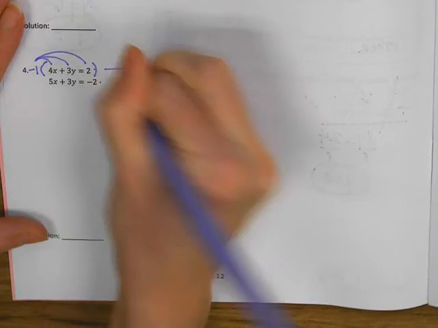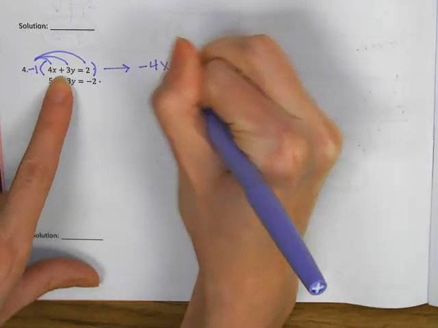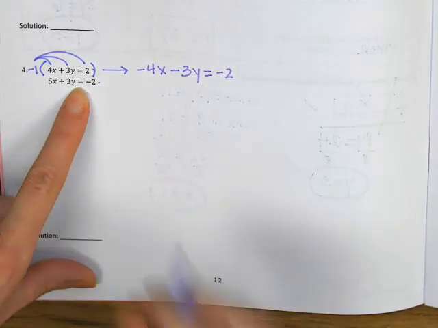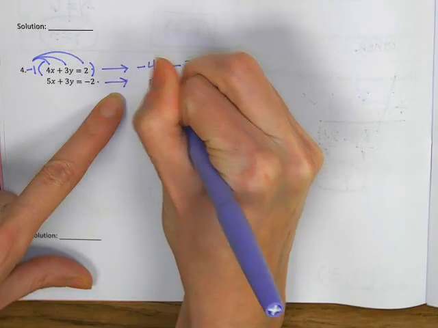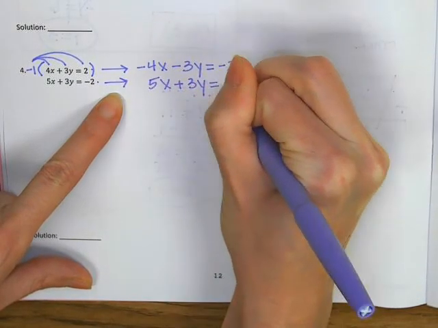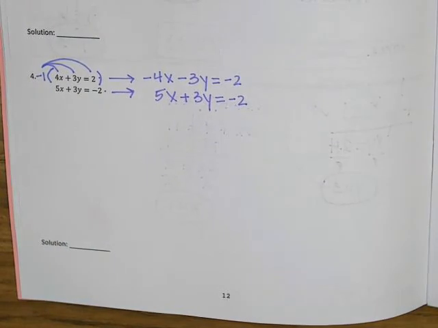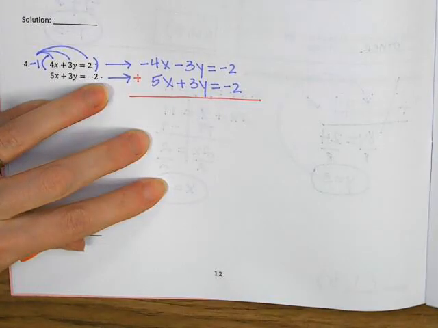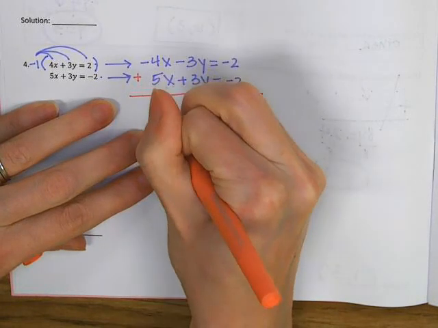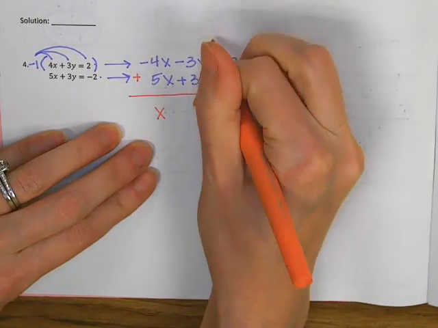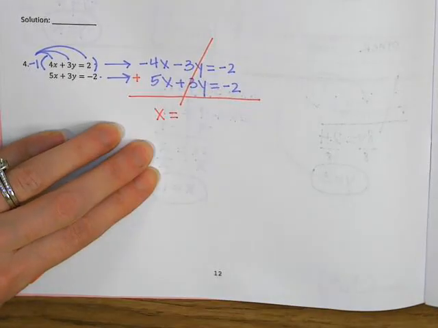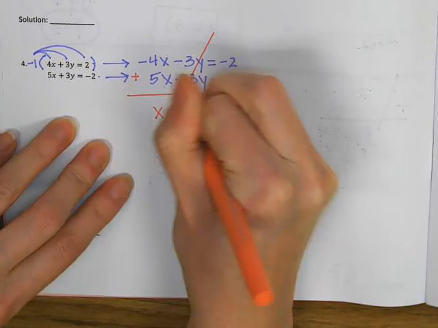Let's go ahead and do that. It's negative 4x, negative 3y equals negative 2. Now this one I'm going to keep the same. 5x plus 3y equals negative 2. And just like that, we already have opposites, so we're ready to add going down. Negative 4x plus 5x is 1x. Negative 3y plus 3y eliminates. And negative 2 plus negative 2 is negative 4. We already got x.